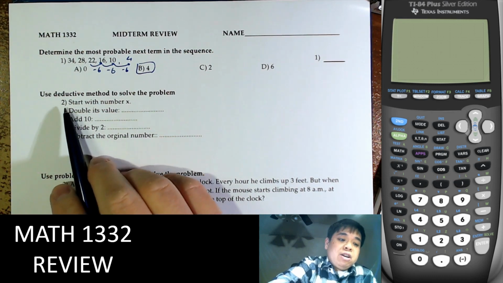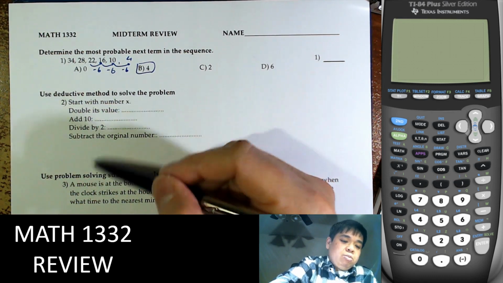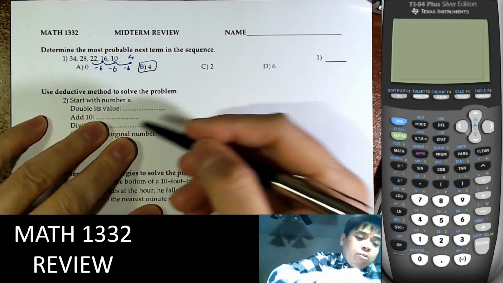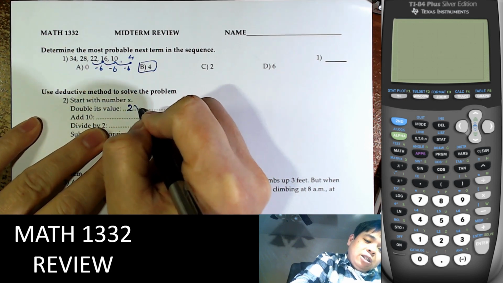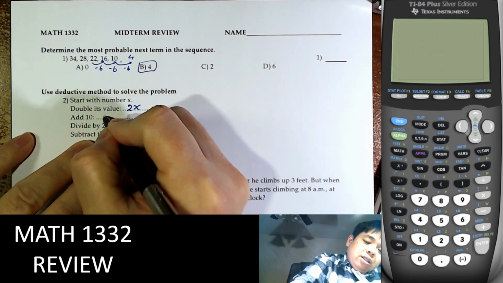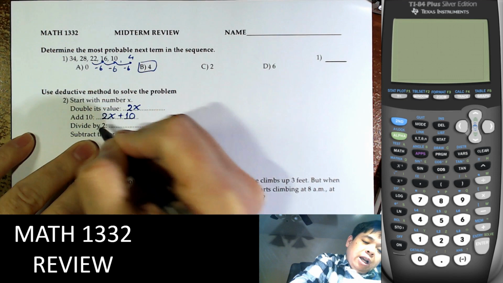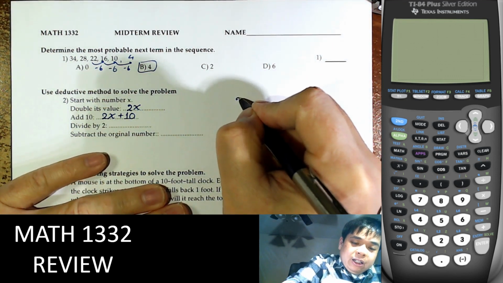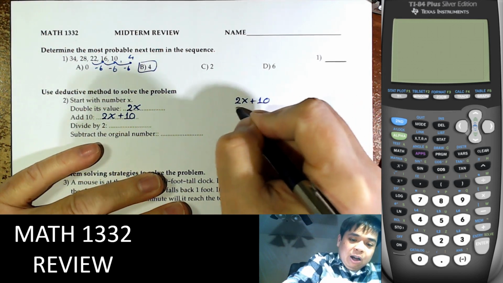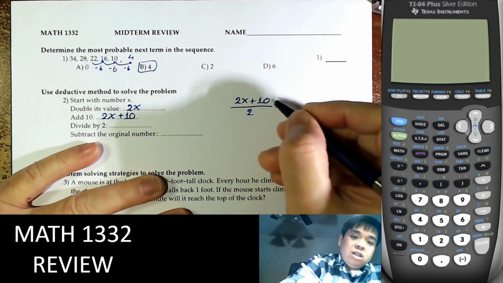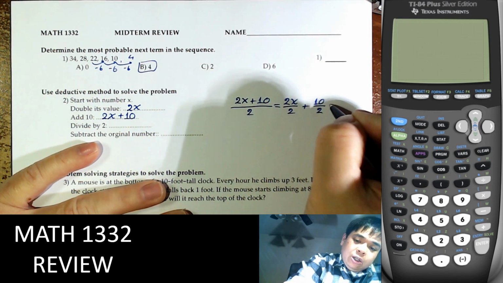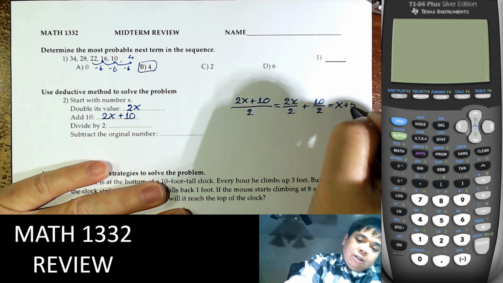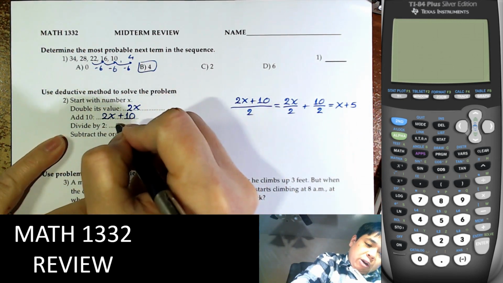Right, next we have a deductive method to solve the problem. So we just follow this. If we start with a number x and double its value, double will be 2x. If we add 10 to it, it will be 2x plus 10. And then divide by 2. So I will do that over here: 2x plus 10 divided by 2. Here I can split the fraction: 2x over 2 plus 10 over 2. So that is x plus 5. So we're just going to write x plus 5 here.